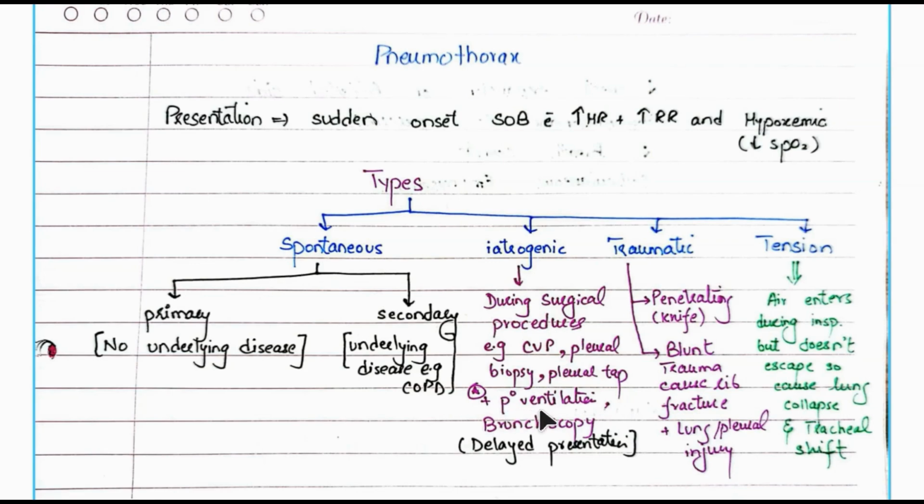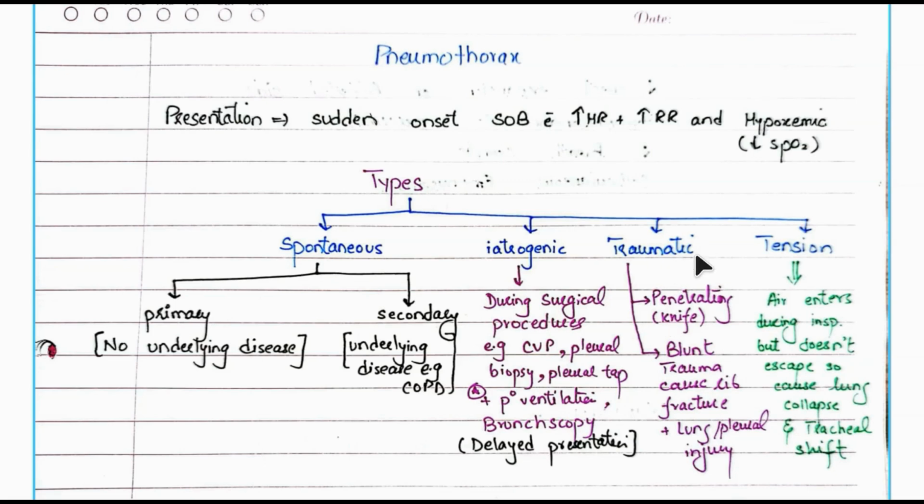This is a very important point because it is usually tested in the MCQs: there is a patient in the ICU and you have been called because the patient is having tachypnea and a decrease in saturation. In that scenario, you should quickly think about pneumothorax and know what the management should be. We will talk about that in detail. In case of bronchoscopy, it can also happen, but in that case, it will be a delayed presentation.